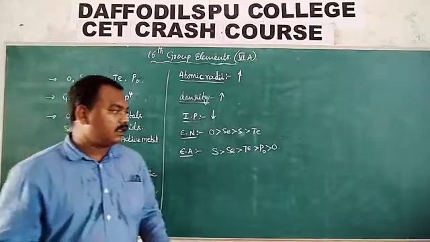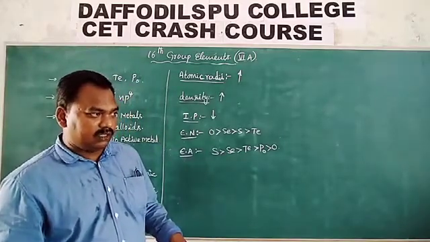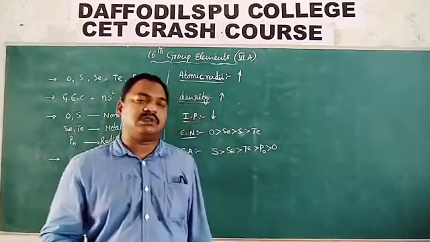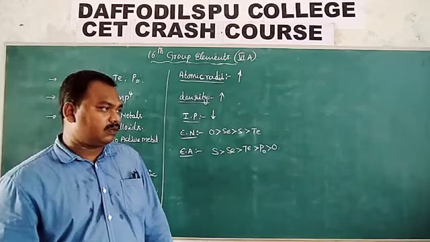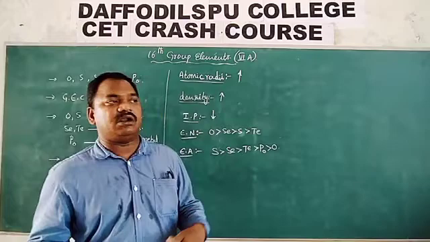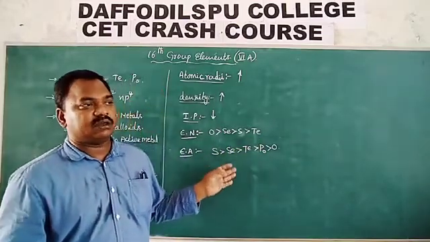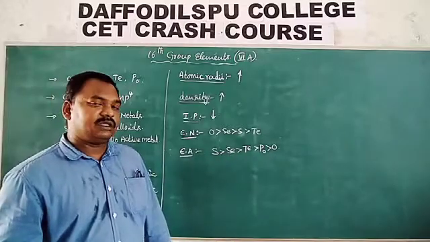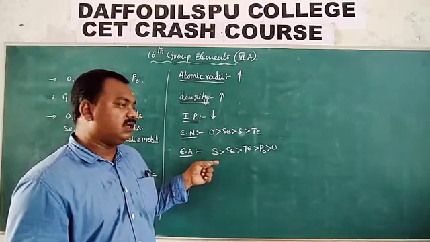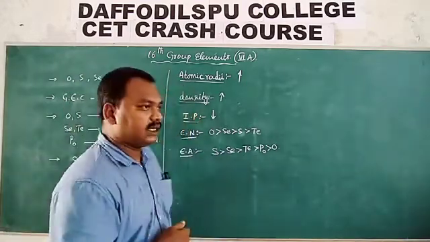But our expectation is that electron affinity decreases from top to bottom. So which element has more electron affinity? According to our knowledge, oxygen must have the most electron affinity. But experimental data shows that the element with the most electron affinity, the most negative electron gain enthalpy, is sulfur. So what is the reason?